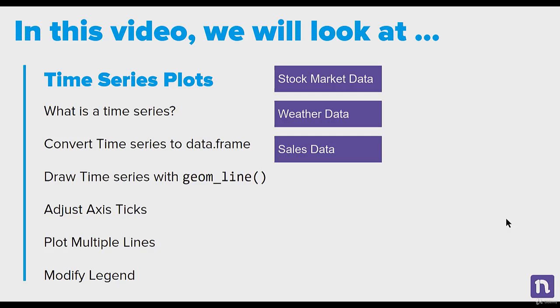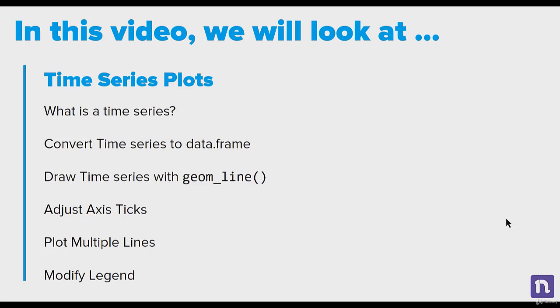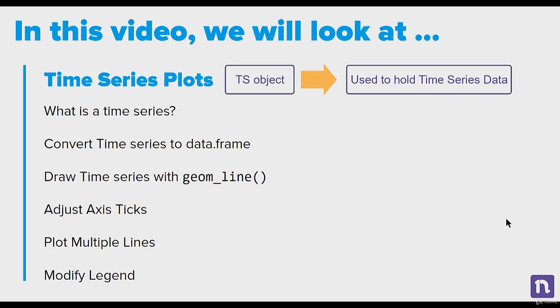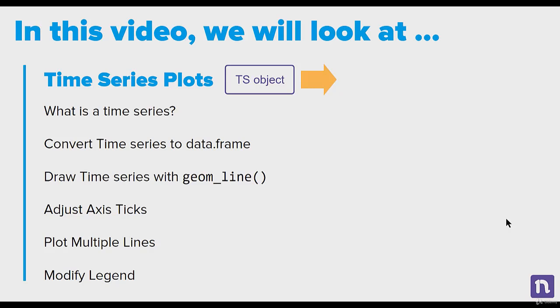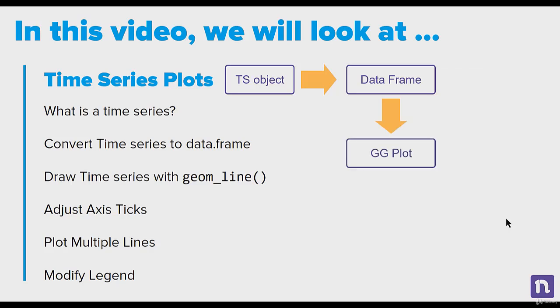Now, this type of data is very prevalent in industry and of high economic use as well. How to make these plots in ggplot can sometimes be a little bit tricky. We will see how to handle that, because ggplot primarily works with data frames, whereas in R you have a special object called a TS object, which is used to hold time series data. So you need to first convert the TS object time series to a data frame format and then start making your ggplot.